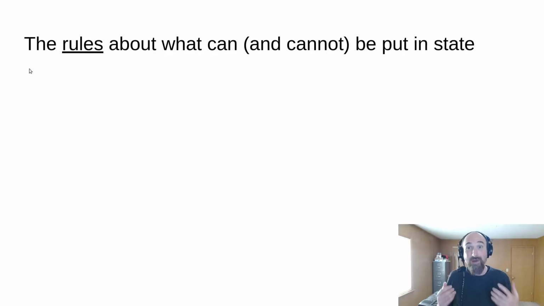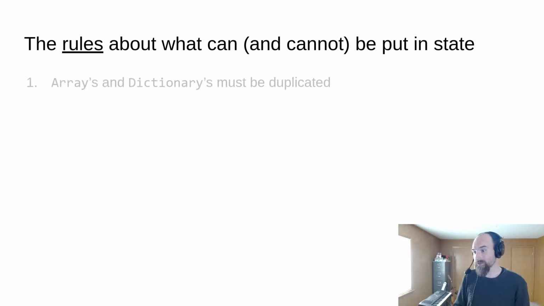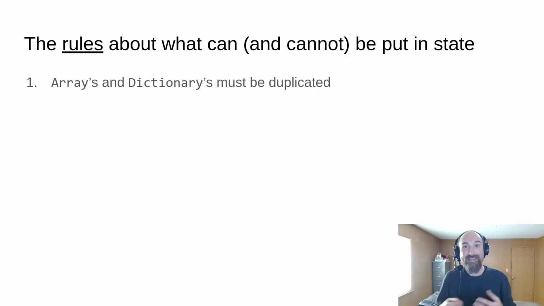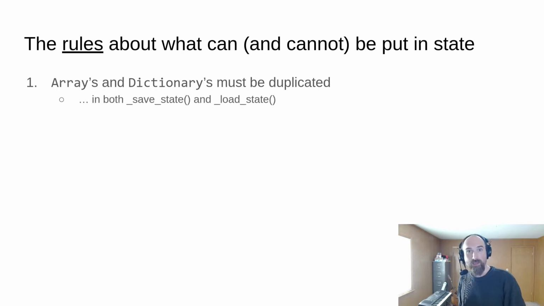So I've mentioned a couple of times in the series that there are rules about what can and cannot be put into state, and the time has finally come to discuss those rules. Rule number 1. Dictionaries and arrays must be duplicated both when putting them into state in save state and when pulling them out of state in load state.